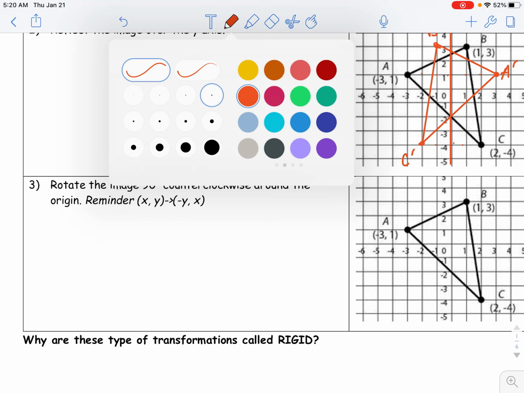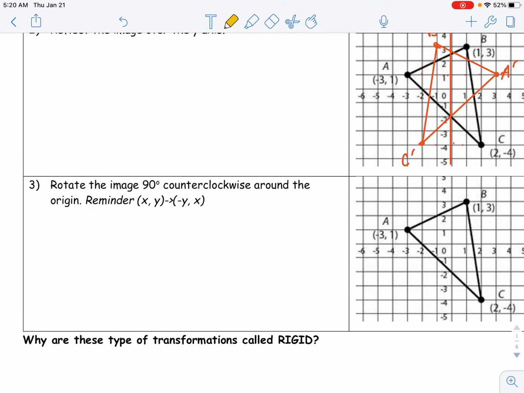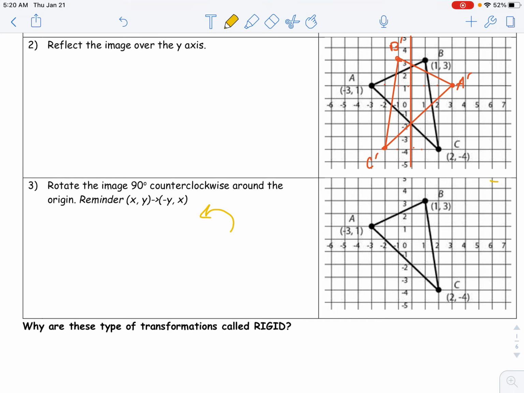Anyways, and then the next one, we're going to rotate. This one's the hardest one. We have different kinds of techniques. We're going to rotate 90 degrees counterclockwise. So that's going to be just like that. And remember, we have these quadrants. So when you rotate, you're just going to move one quadrant.